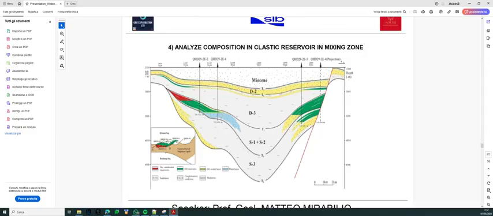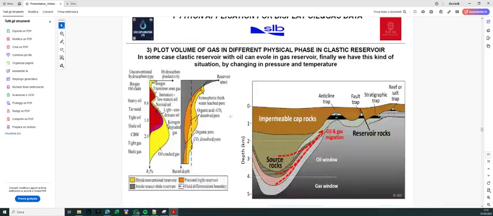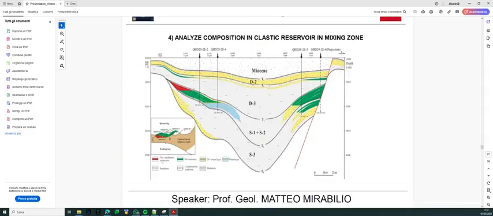Is a typical cross section with Miocene up to later Pleistocene section of this area. Oil and water is located. We have a gas condensate reservoir here, so we have a different phase as we just underlined, and continues to the previous example. We have different phases: gas condensate reservoir, oil reservoir, and oil and water here.